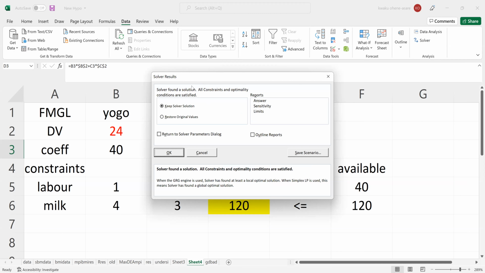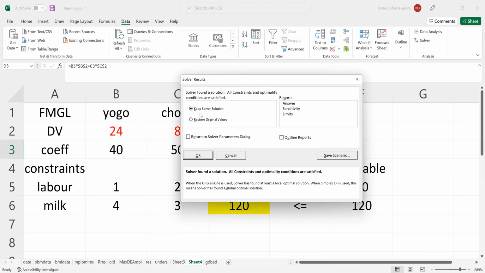So at this stage, you have found a solution, and it gives you 4 options. What are the options? Keep solver solution, restore original values, and so on. And then you have a report. There are 3 reports: answer, sensitivity, limit. The report you are going to select is the sensitivity report. So you click the sensitivity report.